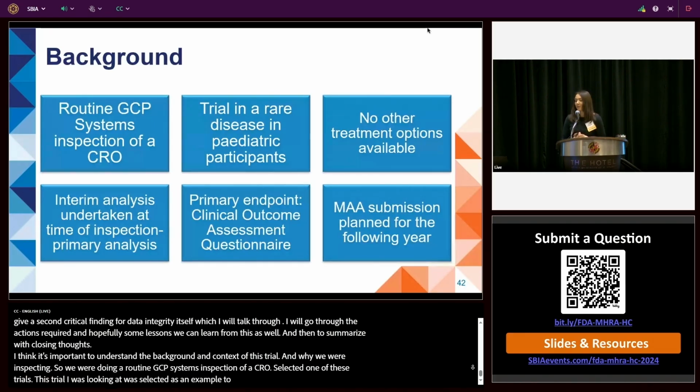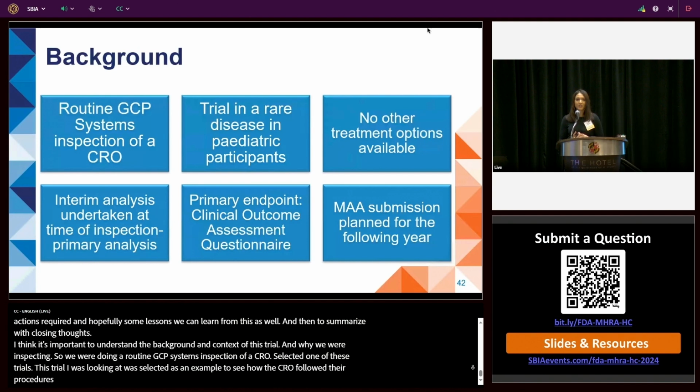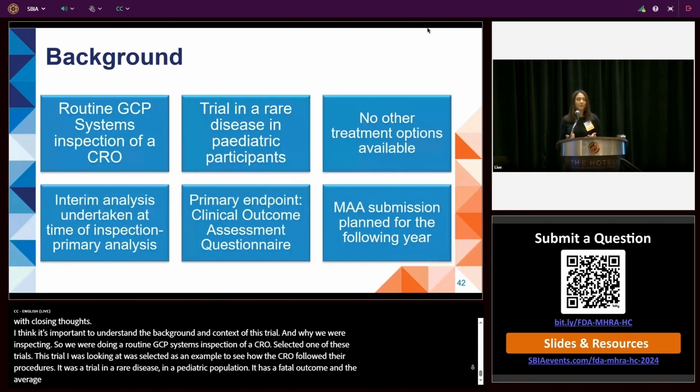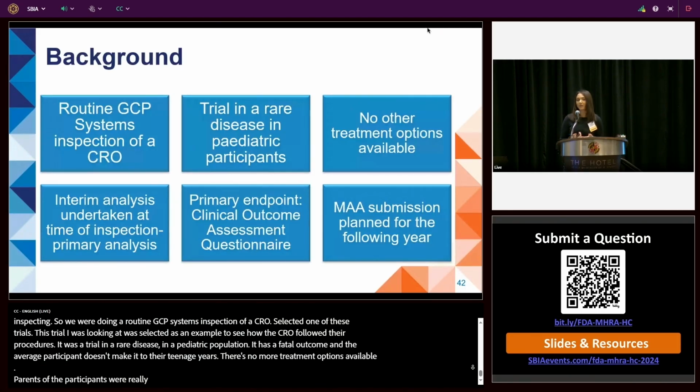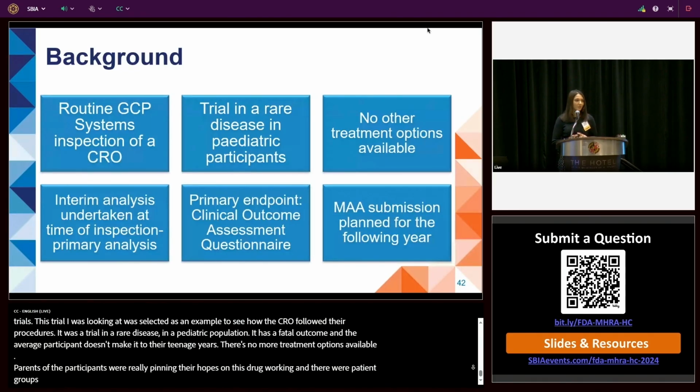procedures. It was a trial in a rare disease in a pediatric population. Sadly, it has a fatal outcome, and the average participant doesn't make it to their teenage years. There's no other treatment options available. Parents of the participants were really pinning their hopes on this drug working, and there were patient groups dedicated to finding treatment options out there. So there was a lot of patient interest in this trial.